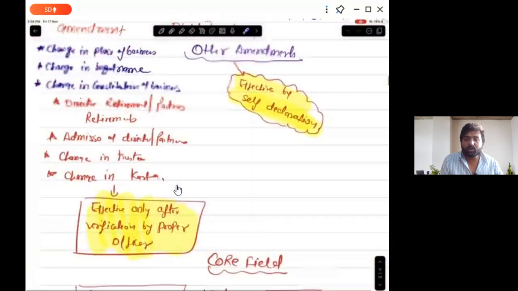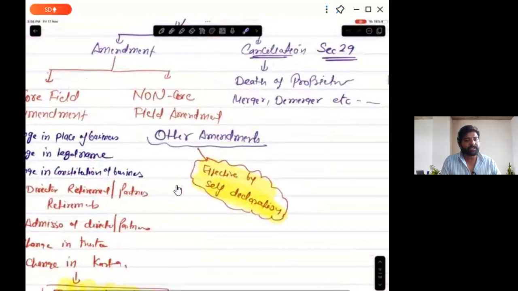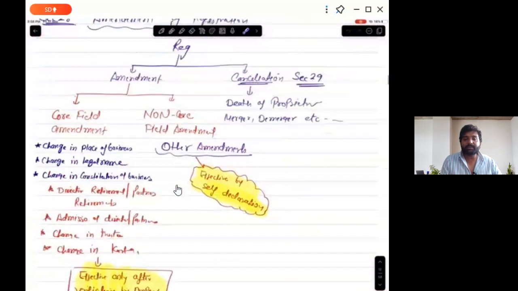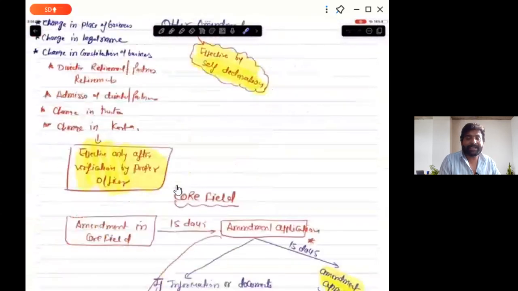However, non-core field amendment doesn't need any kind of verification from the officer. That is the huge difference between core field and non-core field. Core field amendment needs to get verified from the officer. However, non-core field amendment doesn't need any kind of verification. So that's a huge difference between core field and non-core field amendments. Yes, I think you got it.